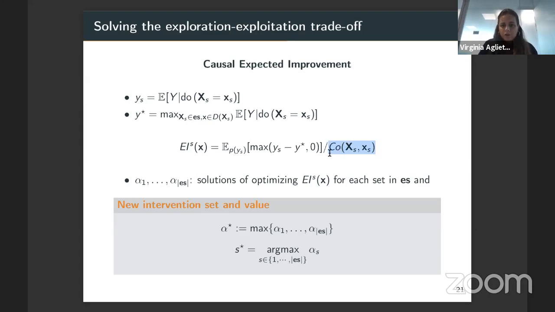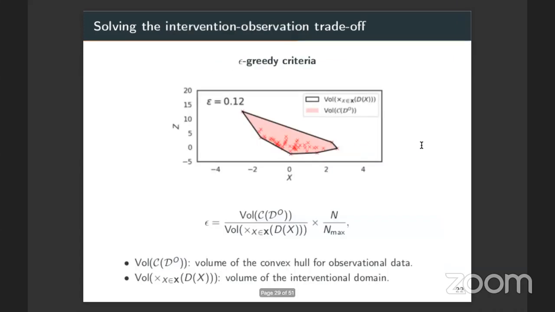You can make this cost function very flexible. It depends on the specific application. And potentially you might also learn it if you're interested in doing that. Is this answering the question? Yeah, I think so.